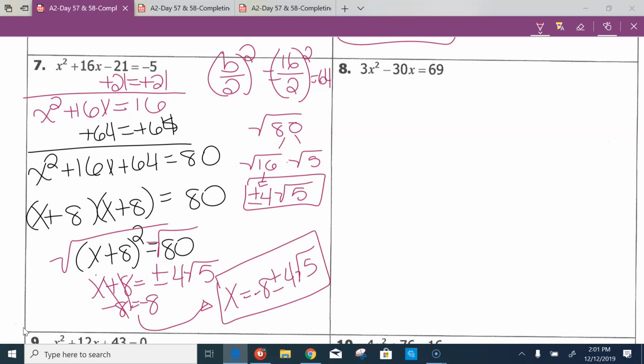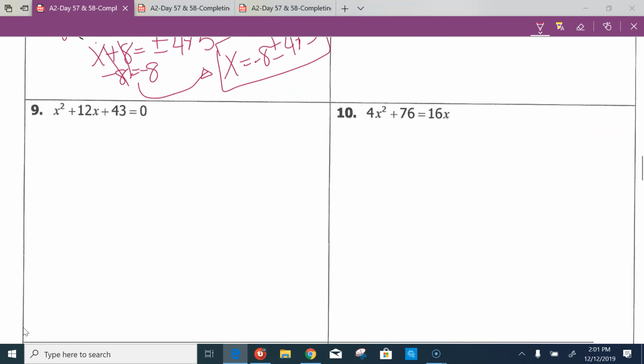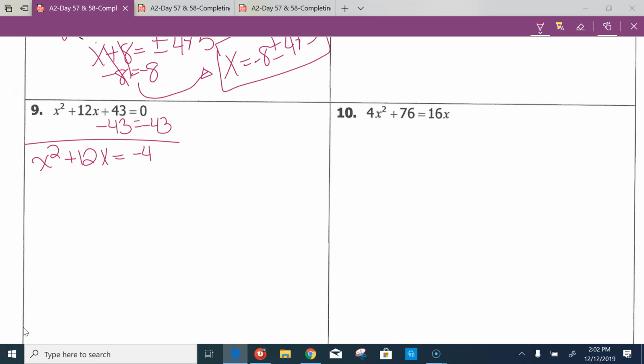So do number 8, it follows the same exact pattern. Now going on to number 9, our final example for these notes. Once again, I have my quadratic equation, but my constant, 43, is on the left side. I need to move it to the right side, so I'll subtract 43 from both sides of my equation. When I do that, I get x squared plus 12x equals negative 43.